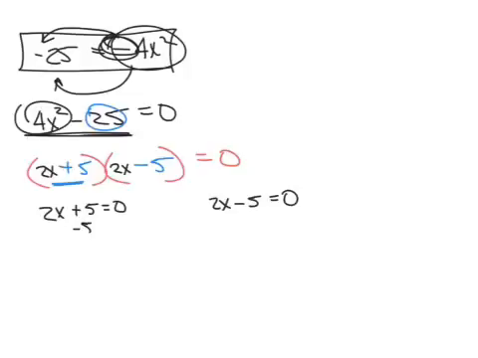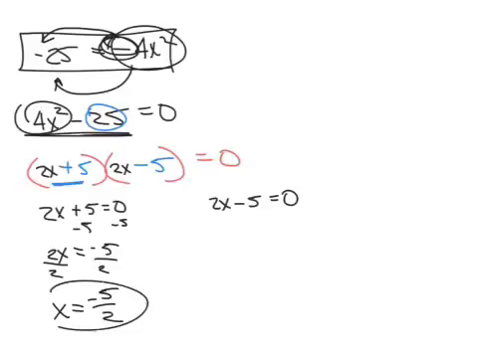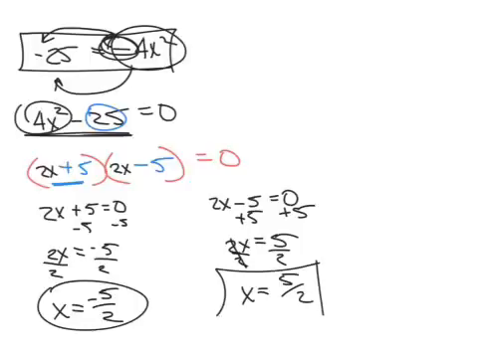We subtract 5, so we get 2x equals negative 5. Divide by 2, x equals negative 5 halves. There's one of our answers. Over here we're going to add 5 to both sides. 2x equals 5. Divide by 2, cancel, x equals 5 halves. There are our two answers.